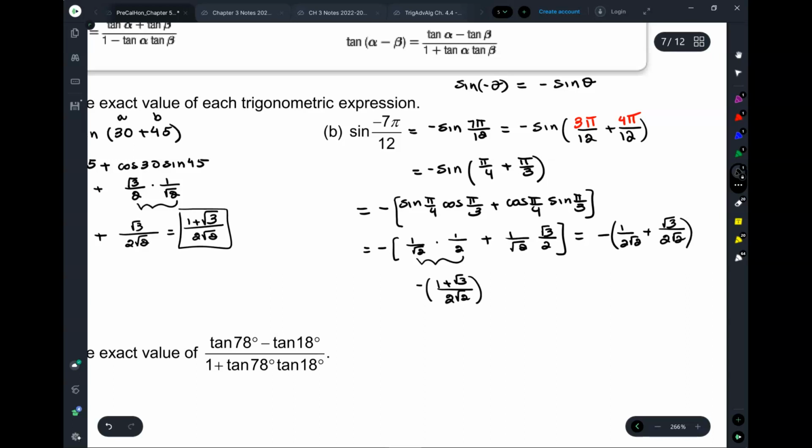Now let's talk about negatives for a little bit. You can write it like this. Or you can distribute the negative and you can write it like this. Or you could just have the negative out here and write it like this. Any of these are okay.